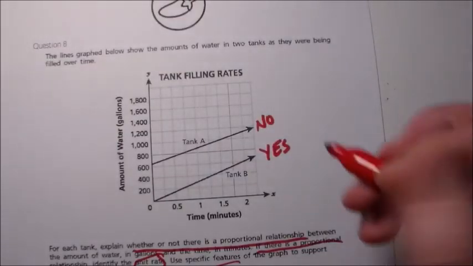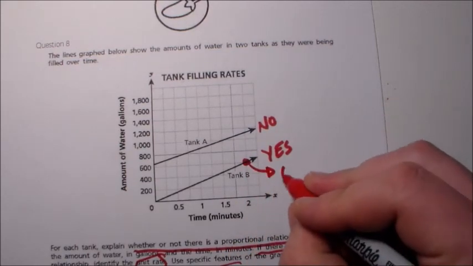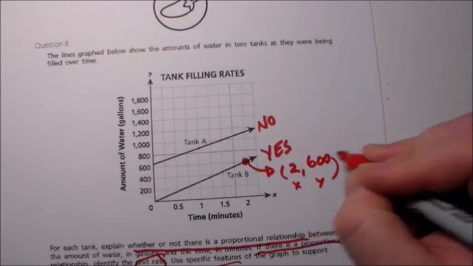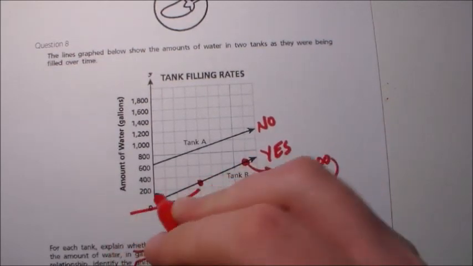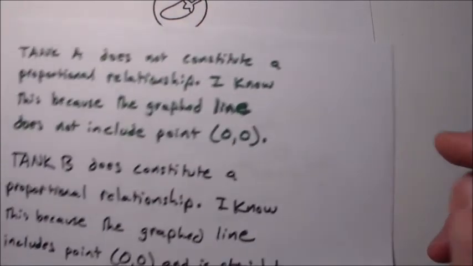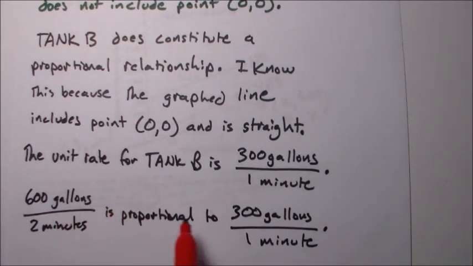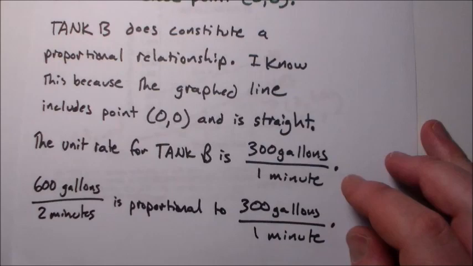How did I find that? Well, if I used this dot here, I know this dot is, you know, XY notation, 2 comma 600. And I know my unit rate is 1 comma blank, or 1 comma R. And if I know 600 gallons is to 2 minutes, that is going to be proportional to 300 gallons to 1 minute. You know, divide 600 by 2, you get 300. Divide 2 by 2, and you get 1 minute. And there you go. We're good.